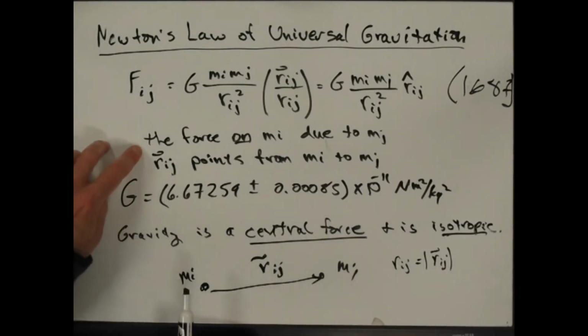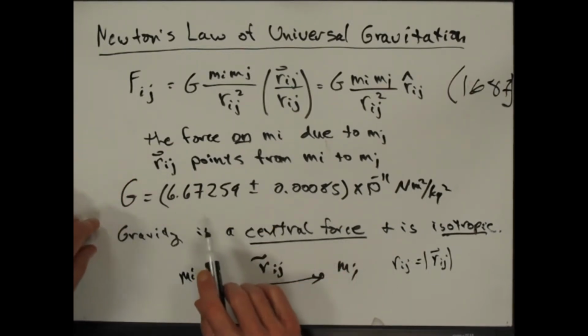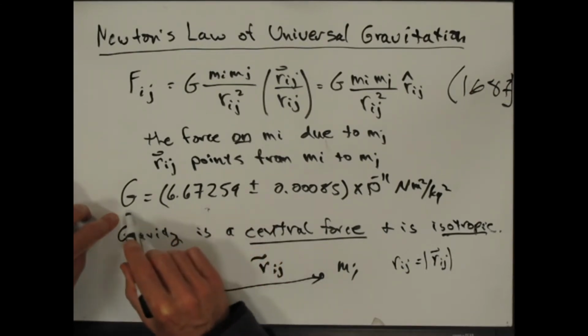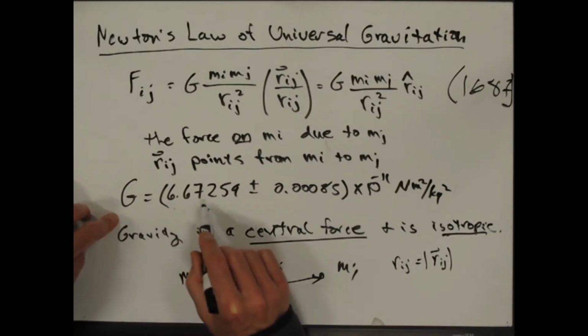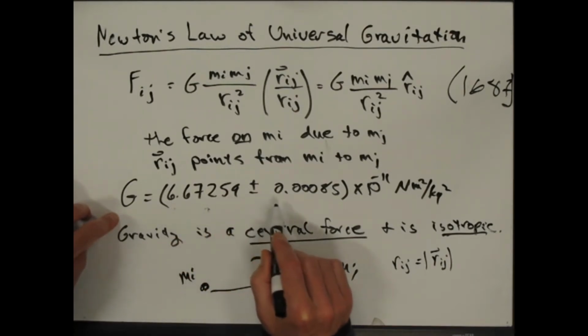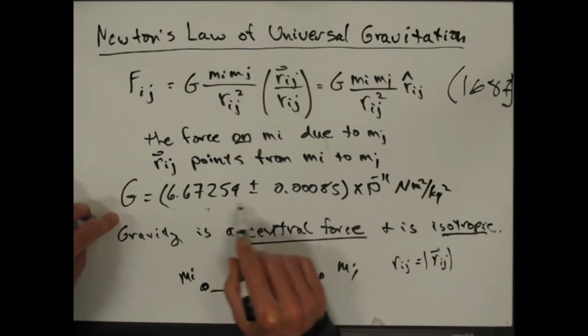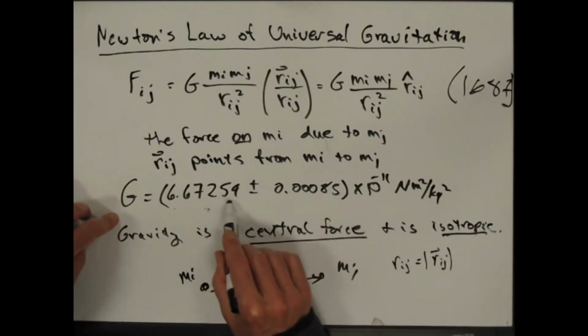And so it's the force on m sub I due to m sub J. Rij points from m_i to m_j. G, which wasn't figured out until Cavendish in 1791, is 6.67259 times 10 to the negative 11th newton meter squared per kilogram squared, plus or minus 85 in the last two digits here.